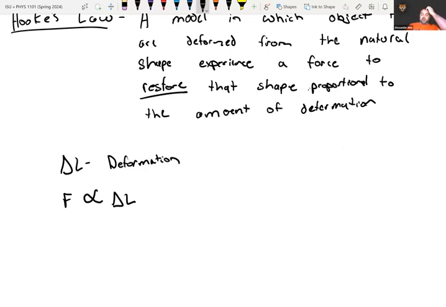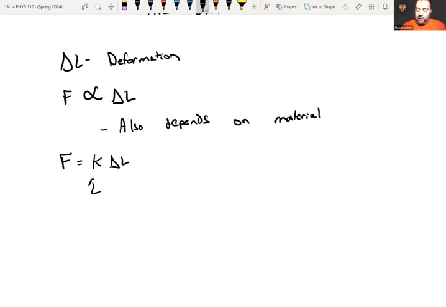Now, Hooke's law is more than just this proportionality rule, but that's the way of stating it here. It also depends on the material, and that's where the constant of proportionality comes in. We call that K. The book then writes it this way: F is equal to K delta L. This is often called either the spring constant or the stiffness constant. You'll hear me refer to it as the spring constant all the time because that's how I was taught, but really more specifically, it should be the stiffness constant. The higher the stiffness constant, the higher the force with which the object wants to return to its original shape.